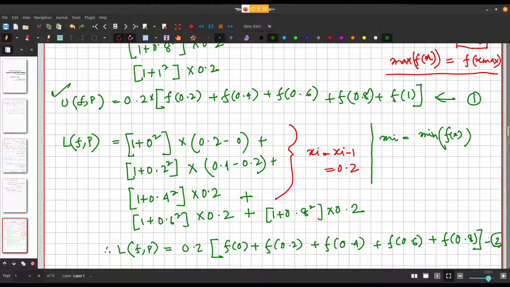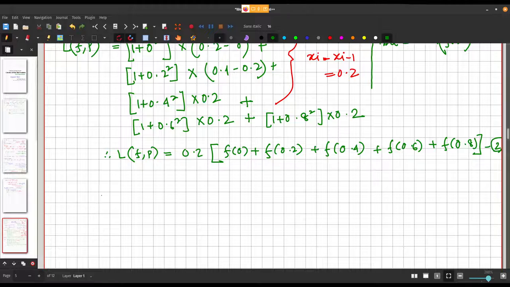So let us call this equation 2. So what do we have to calculate? We have to calculate U. Let me use a different color for this.